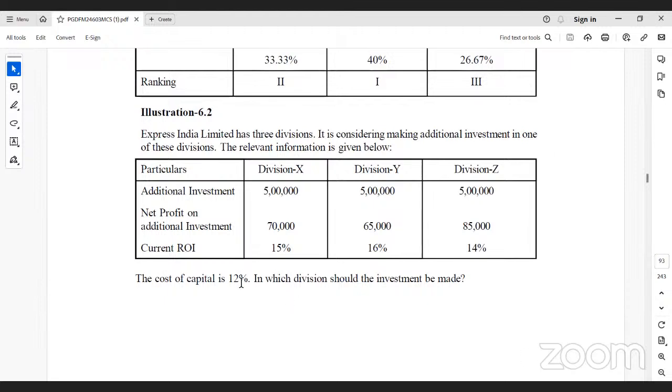All three divisions' ROI is higher than this 12%, right? The cost of capital is 12%, and the ROI is more than 12%: it is 15%, 16%, 14%, right? Here the excess is 3%. Here 4% excess. Here 2% excess over this cost of capital, right?